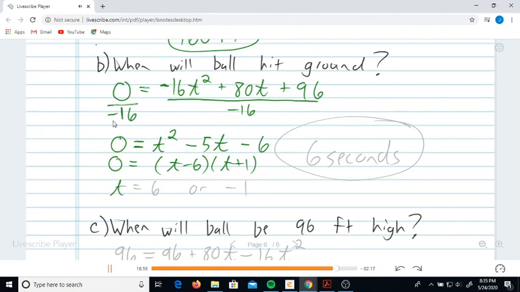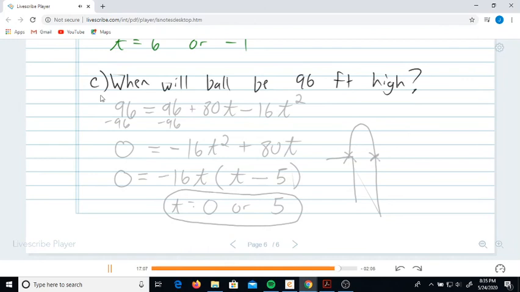Therefore, t is 6 or negative 1. The negative 1 doesn't make any sense in this context, so 6 seconds. You know this ball is going to be in flight for 6 seconds. And if you plug in 6, you will indeed get a height value of 0.